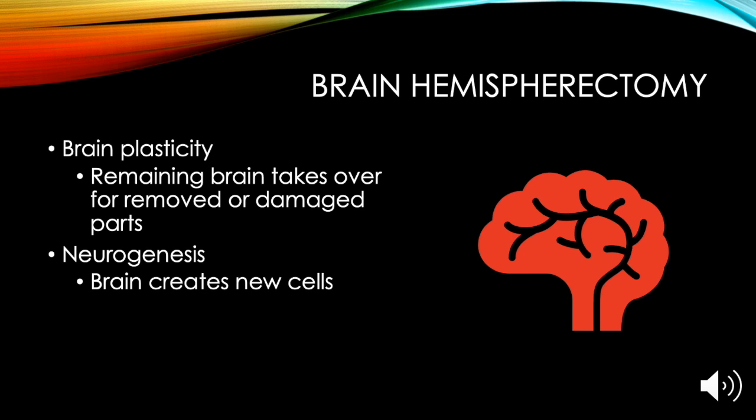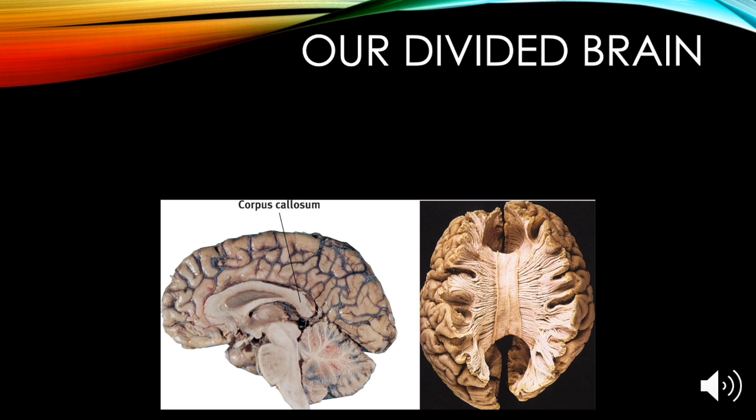So I mentioned the corpus callosum a little bit ago. This is what the corpus callosum looks like. It is this big bundle of nerves that attach the right and left hemispheres of the brain and help them to communicate with each other.